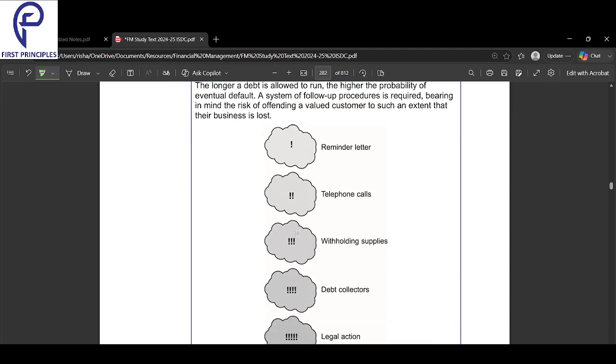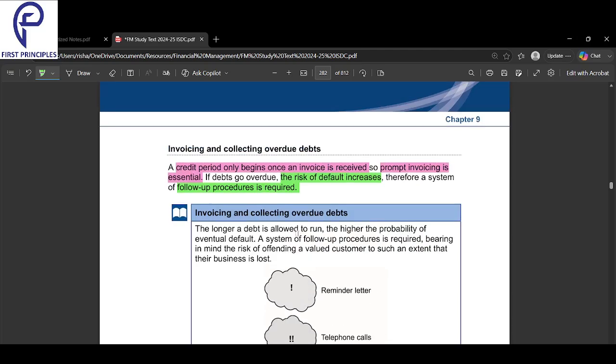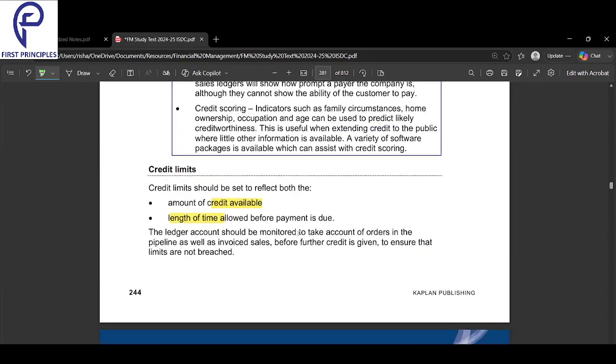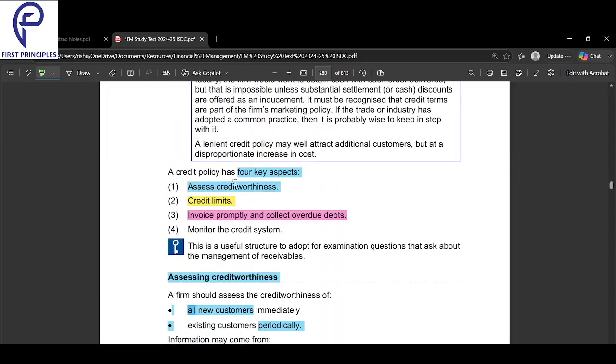First, you send a letter, then you call, then you withhold the supplies. Still, they are not giving money. You send a debt collector to their house. Next, legal action you can take. Go to the court. So this is the follow-up system you need if they don't pay you money.